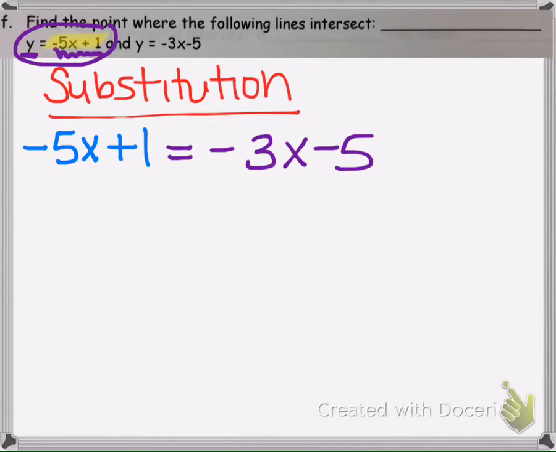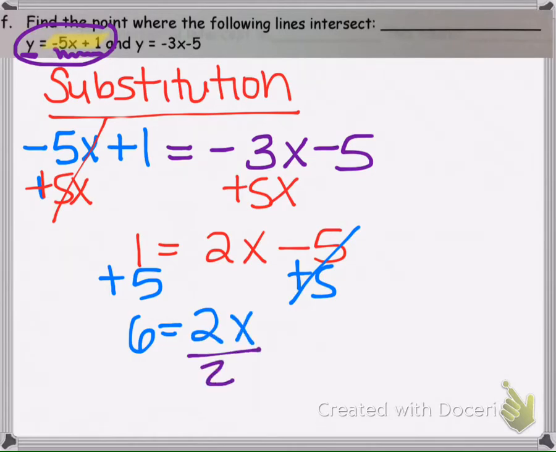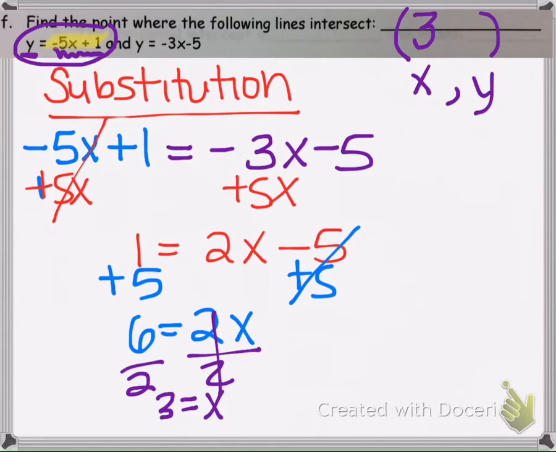Now I know I did this correctly because I only have one variable. They're all x's. So I'm going to start with adding 5x, and I'm going to add 5 to both sides. Again, my goal is to get the variable x by itself. Divide by 2, and we get that x is 3. To find the point where the lines intersect, we always write x first and y second, so our x value is 3.